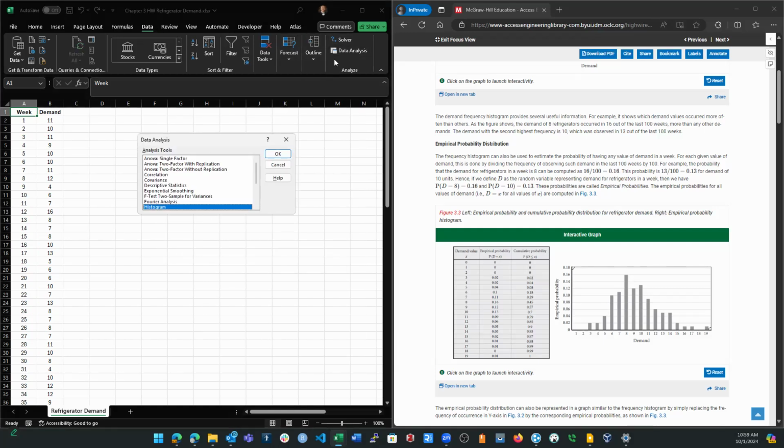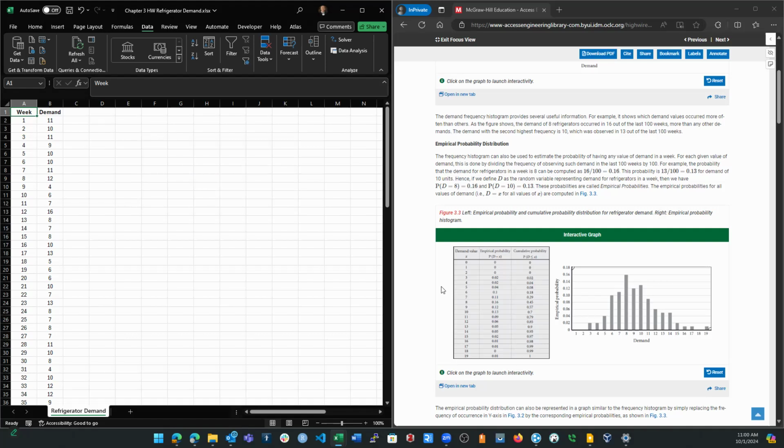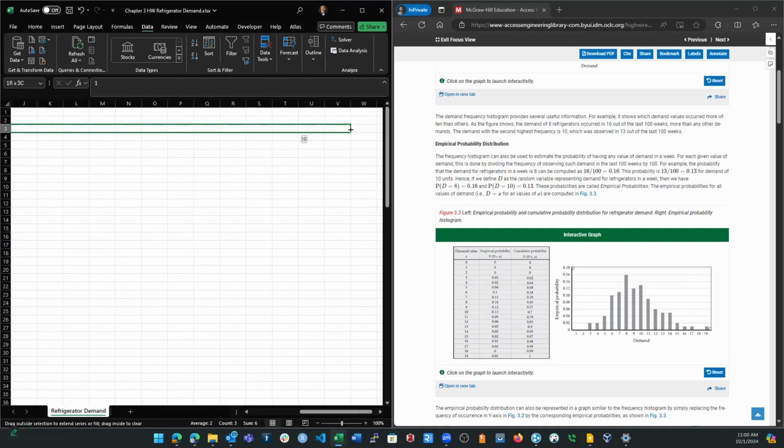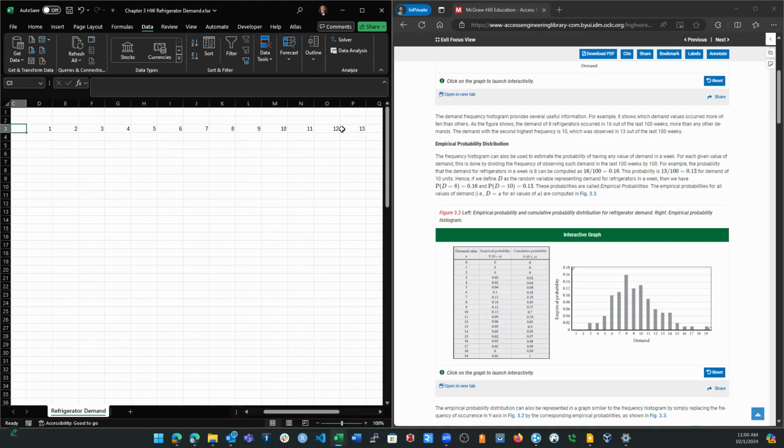Data analysis, once we click on that, we'll click on histogram. And before we do that, we need to identify the bins that we're looking for. So let me cancel that. All we're trying to do is reproduce this visual in our Excel. The bins here are simply individual demand from 1 to 19. So why don't we do that? We'll do 1 to 19 just across the top here. That will give Excel an idea of what we want our bins to be.